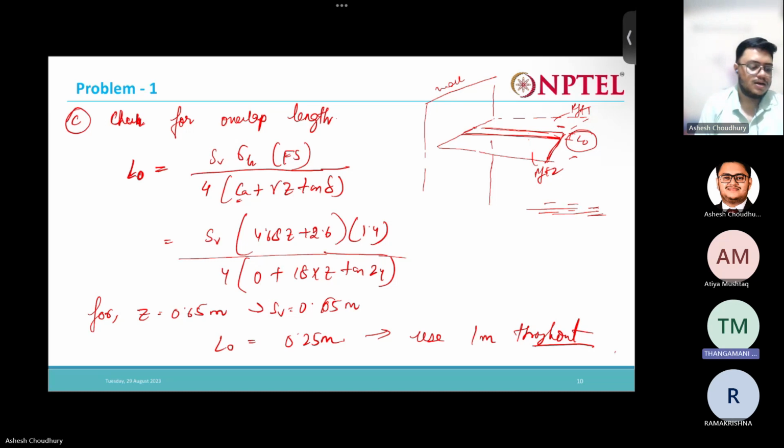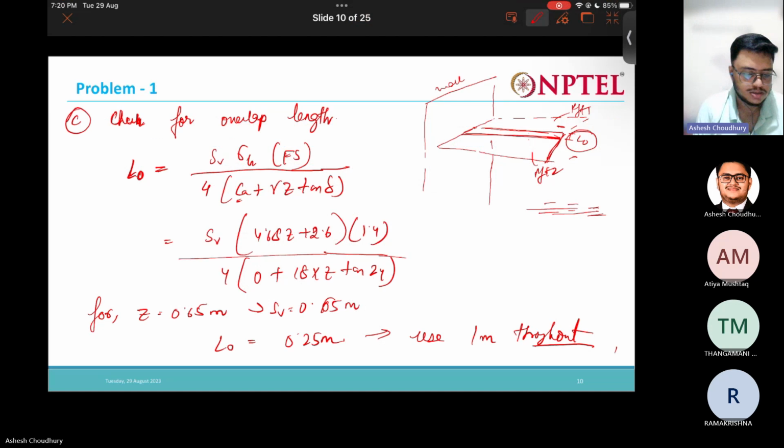Now we already did the internal stability. We satisfied the internal stability requirement, and we checked for the overlap length. Now comes the final part, that is the external stability check. All right. Just add some more pages.